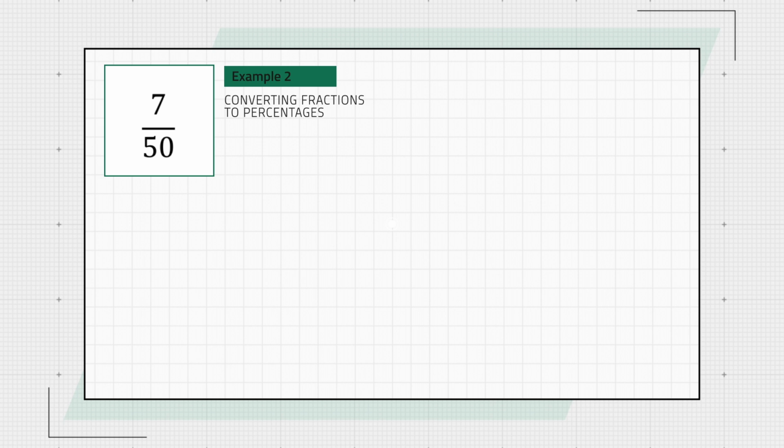Okay, for this one here, we have 7 out of 50. And as you can guess, what we want to try and do is make sure that the denominator is out of 100. So we're going to turn this fraction into an equivalent fraction with the denominator of 100. Right, so how did I go from 50 to 100? I multiplied it by 2. Equivalent fractions, we have to do the same to the numerator and the denominator. So we do 50 times 2, we have to do 7 times 2, which is 14. And then we can get rid of that fraction entirely and write this as 14%.